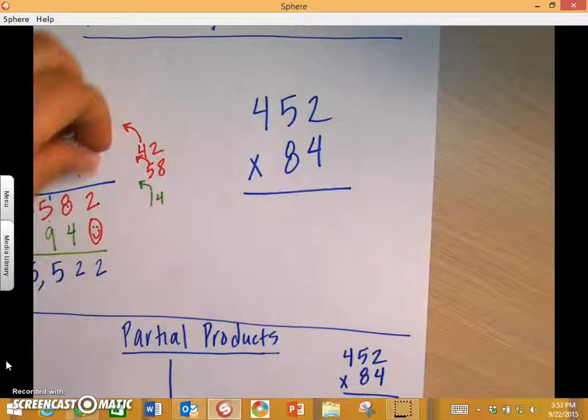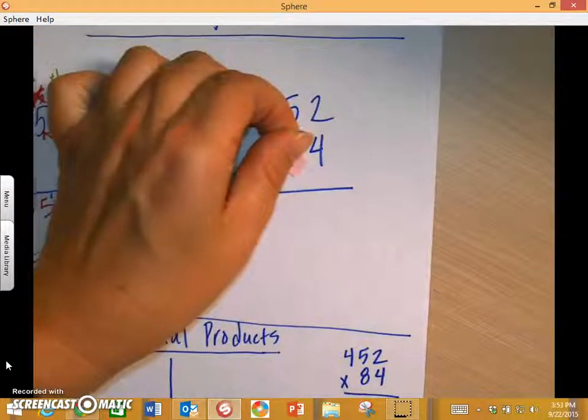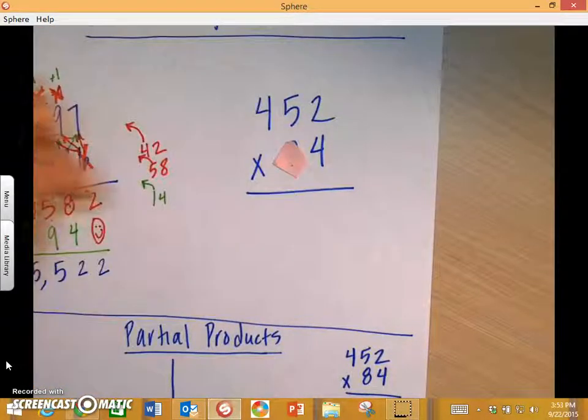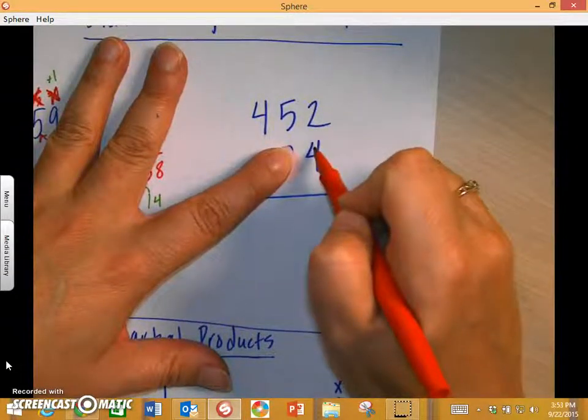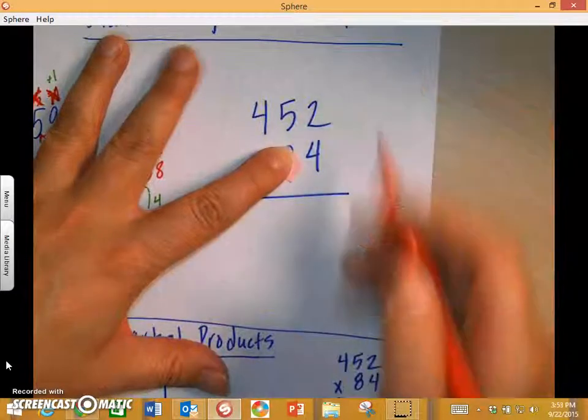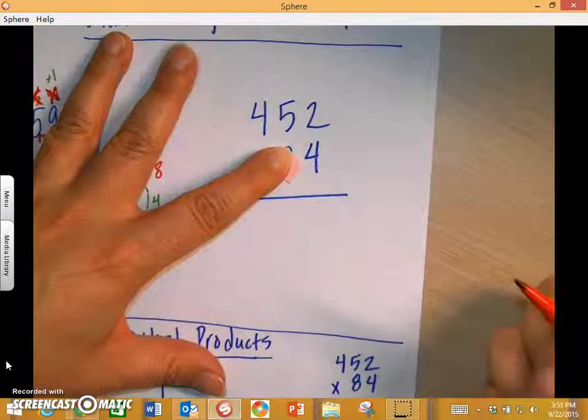Let's do one more. I'm going to take my little Post-it here. I'm going to cover up that 8 to keep me from getting confused. First thing I'm going to do, I'm going to multiply this 4 times the 2, 4 times the 5, and 4 times the 4, and then I'm going to write all my answers right here.